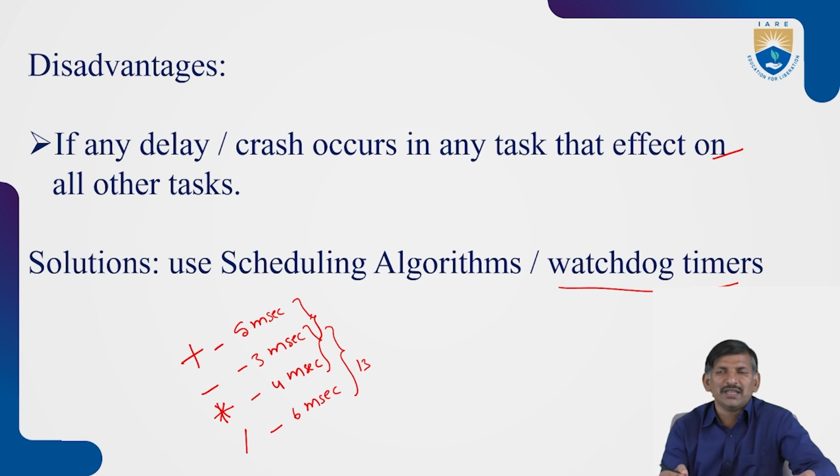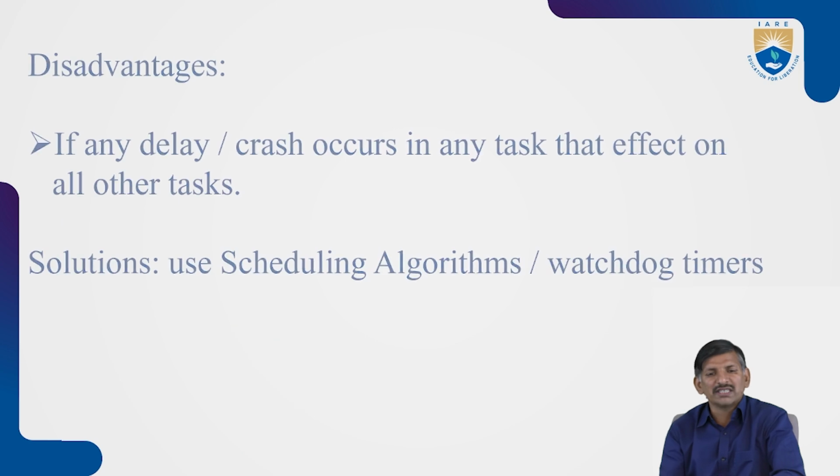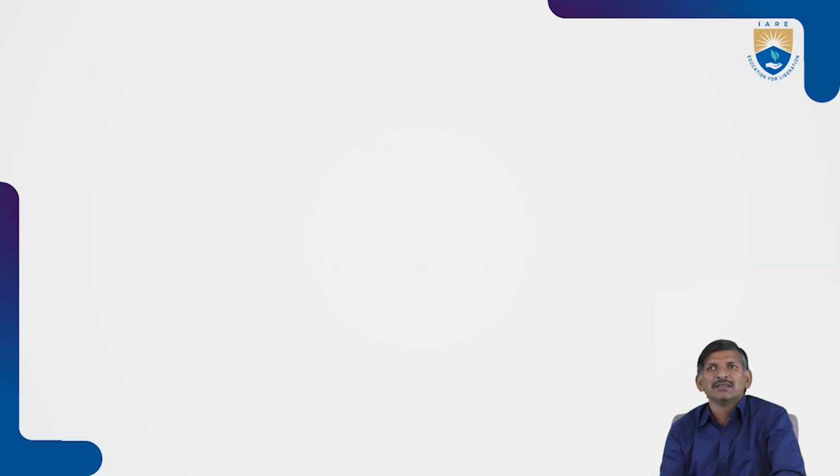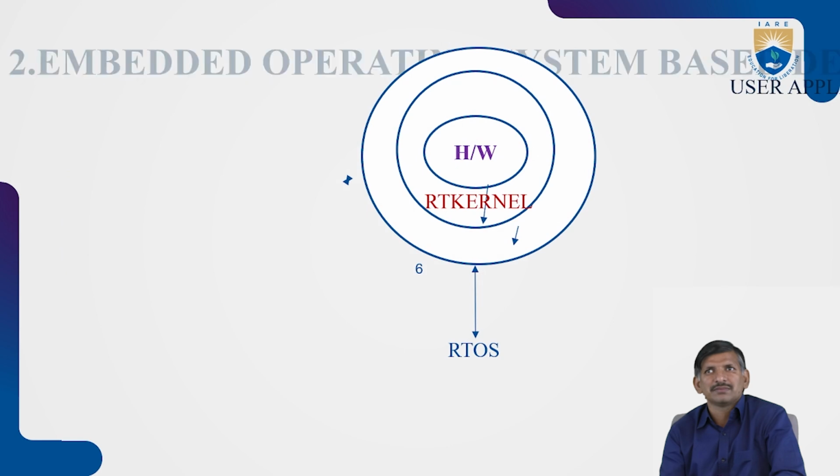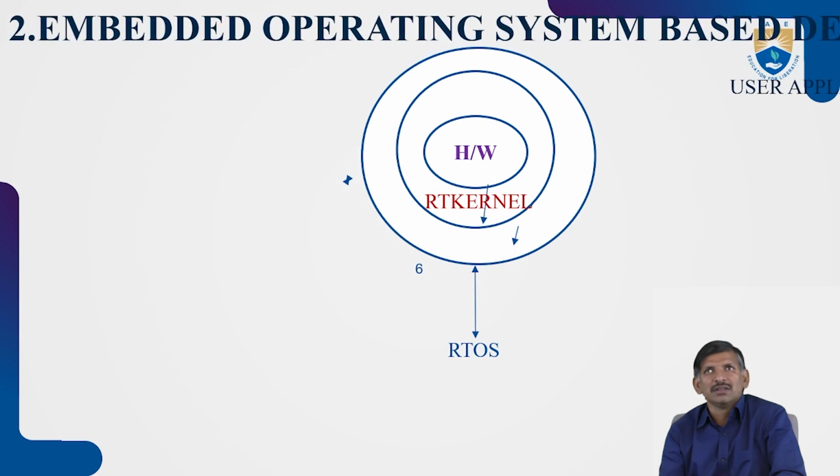To overcome these limitations, we assign a priority to each task and do the desired operation. That type of design is called OS based design, operating system based design, embedded operating system based design.